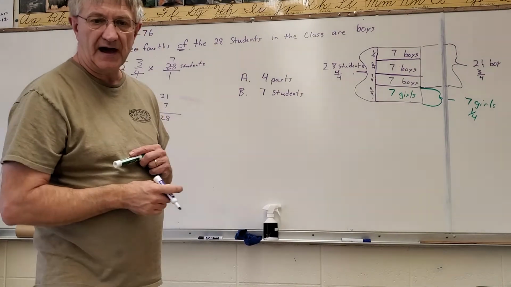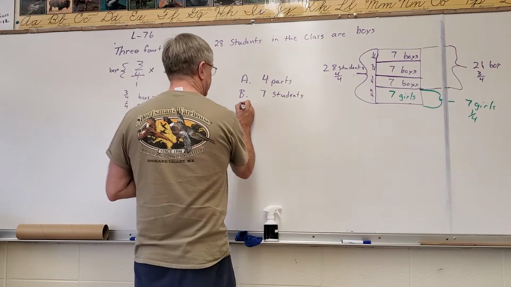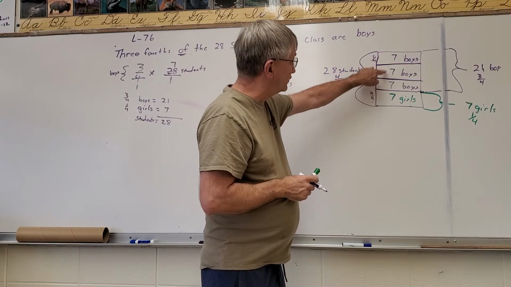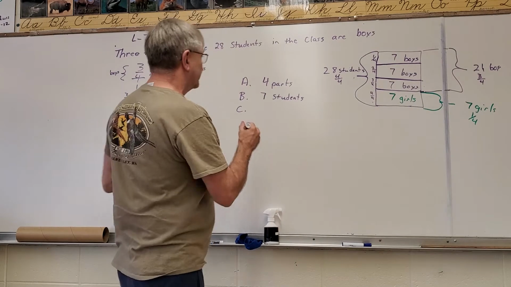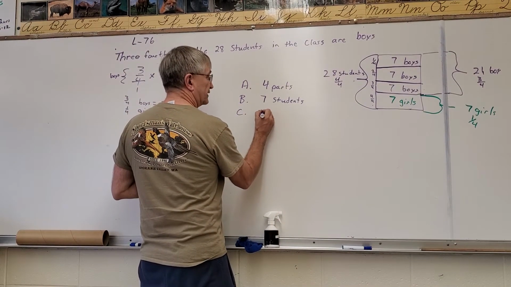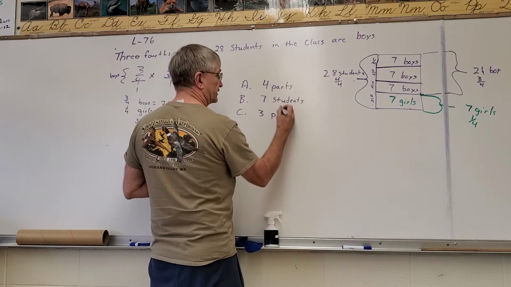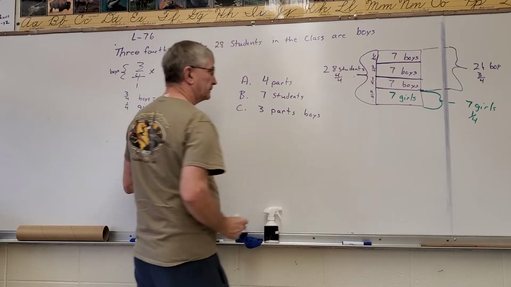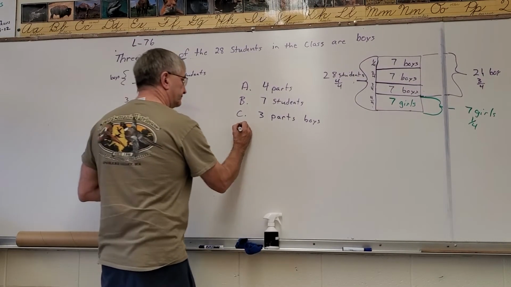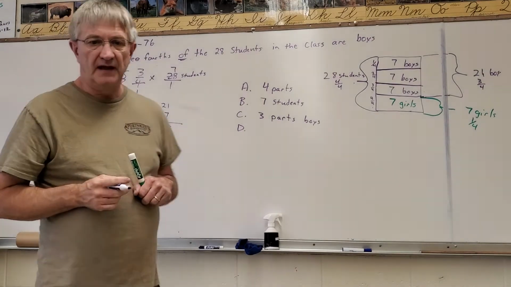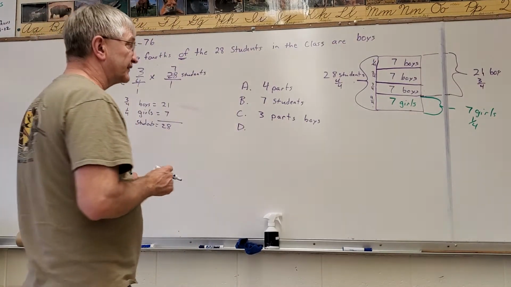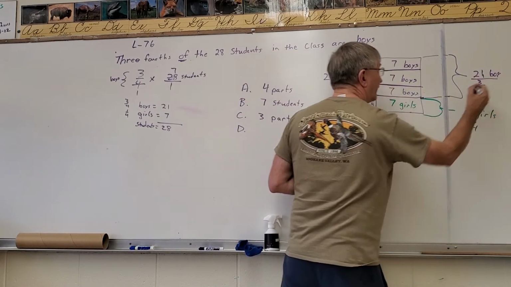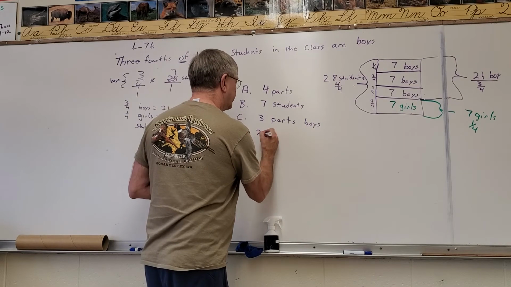Now we go to C. How many parts are boys? Well, we have 1 part, 2 parts, 3 parts, or 3/4. Or we can say 3 parts. Let's just keep it consistent here: 3 parts, boys. Now let's go to D. It says, how many boys are in the class? Well, we already said 3 times 7. We have 21 boys.